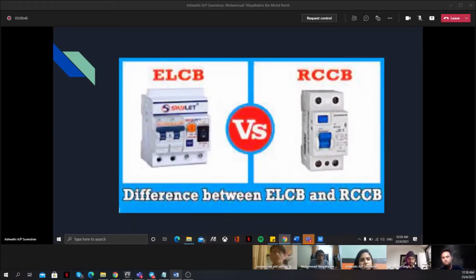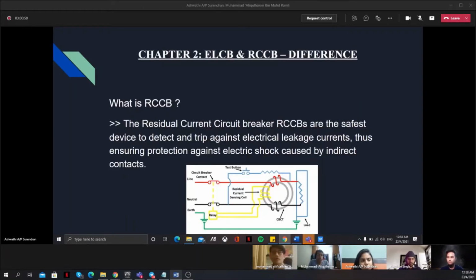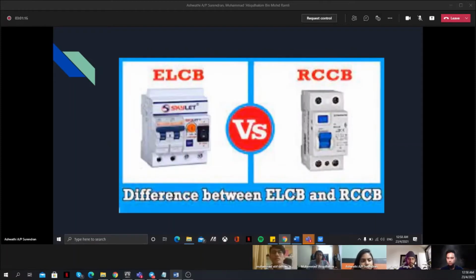As you can see in this image, we have a line wire going directly to the winding, and a neutral wire that also goes directly to the winding in RCCB devices. We have a relay and earth for the ground. Now we move on to see the difference between ELCB and RCCB.